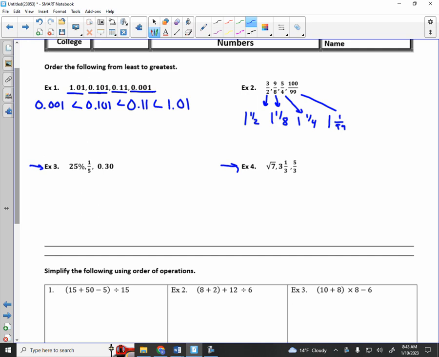So you can see that if you write it as a mixed number, they all are larger than 1, but obviously the one that has the smallest value is 100 over 99. That is going to be smaller than 5/4, and that is going to be smaller than 9/8, and that is going to be smaller than 3 halves. So I've ordered them from least to greatest. Any question there?